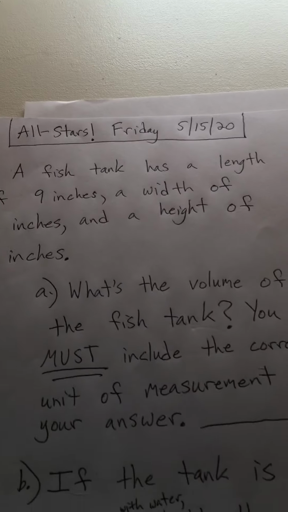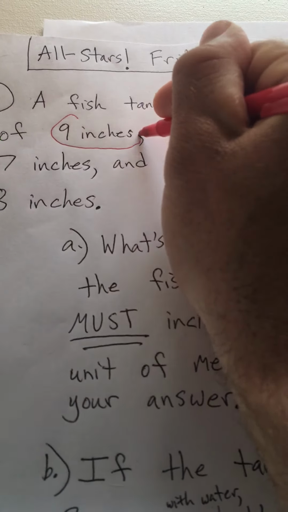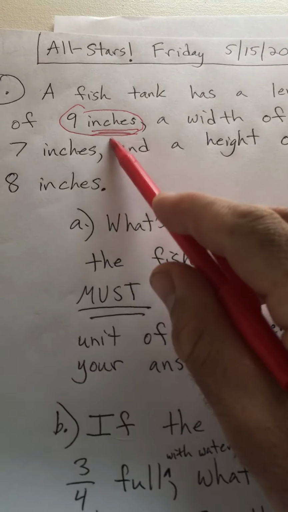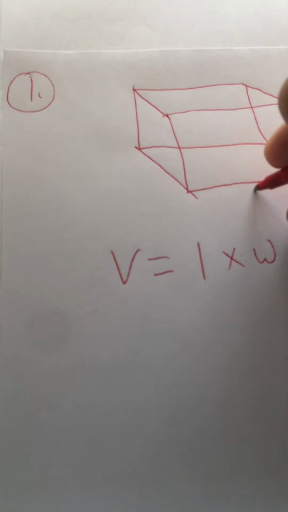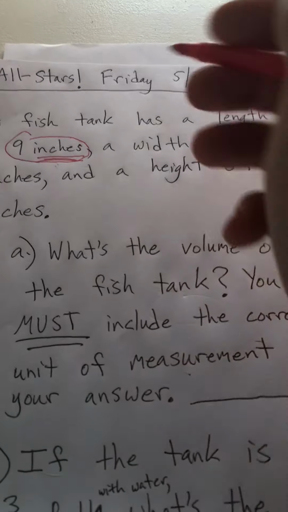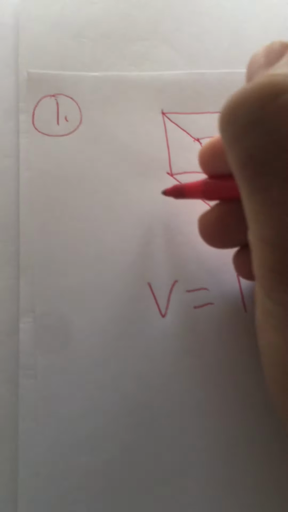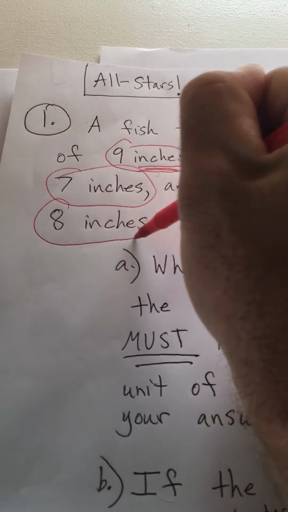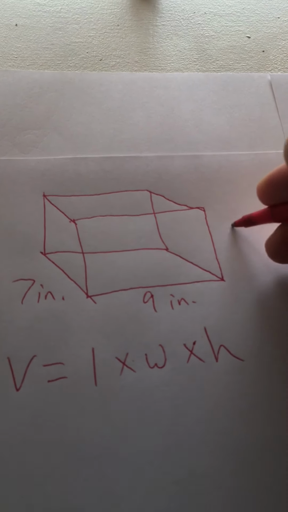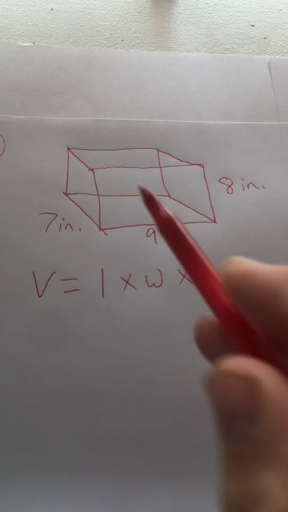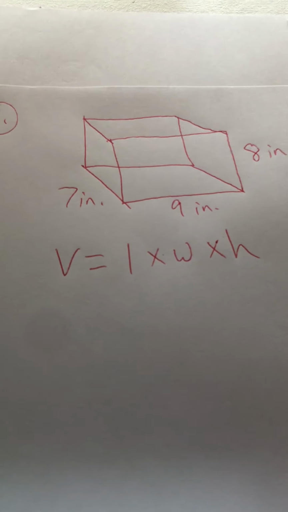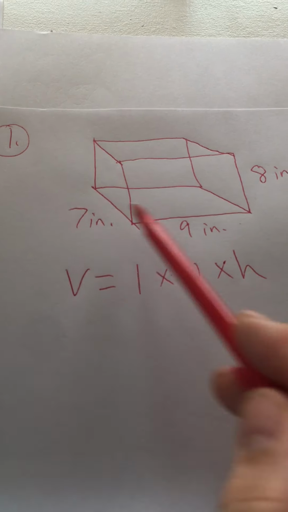Okay, so let's go to the problem. It has a length of 9 inches. So the unit of measurement is inches. It has a width of 7 inches, so that's how wide it is this way. And it has a height of 8 inches, so going this way is 8 inches. Don't worry about your drawing, but I always recommend drawing a model because it's going to help you really think through this problem. Okay, so 9 inches, 7 inches, and 8 inches.